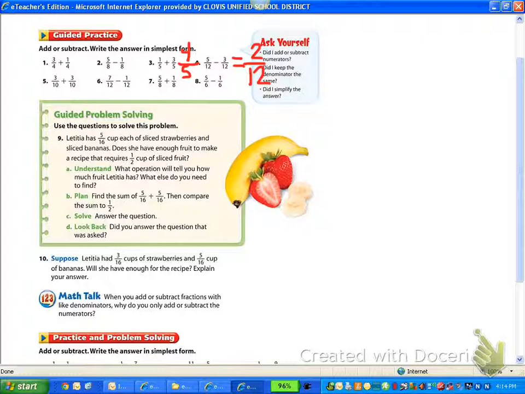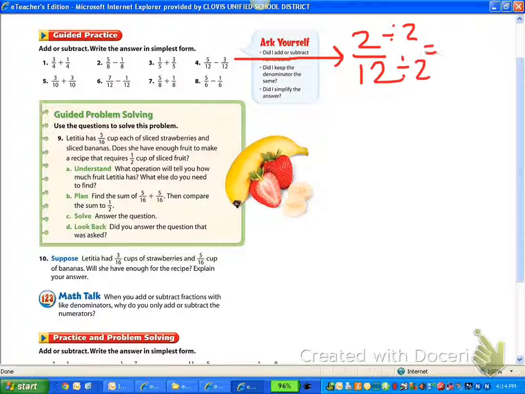And right here it says ask yourself, those are very good questions. Did I add or subtract the numerators? Did I keep the denominator the same? And did I simplify my answer? So back to number 4, we had 2/12. Of course, 2 is divisible by 2, and 12 is divisible by 2. 2 divided by 2 is 1, 12 divided by 2 is 6. So the answer for number 4 is 1/6.